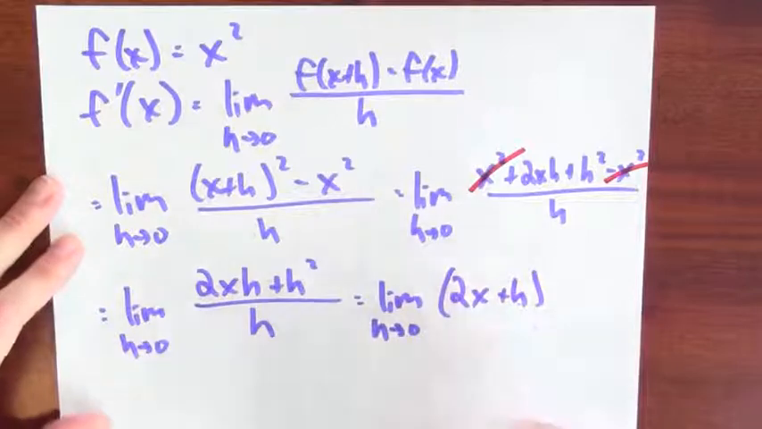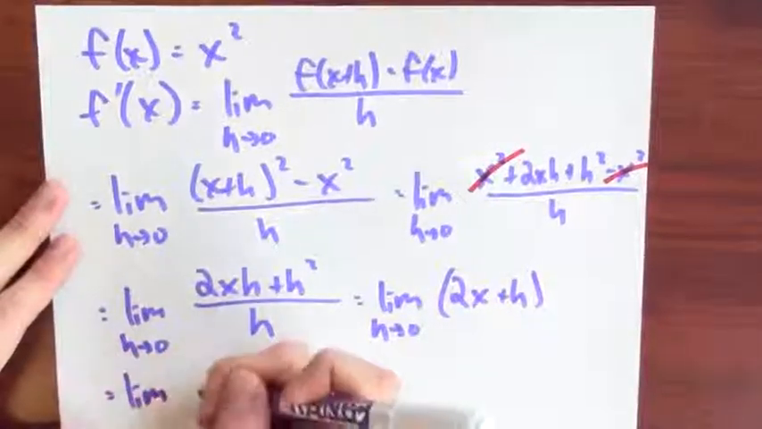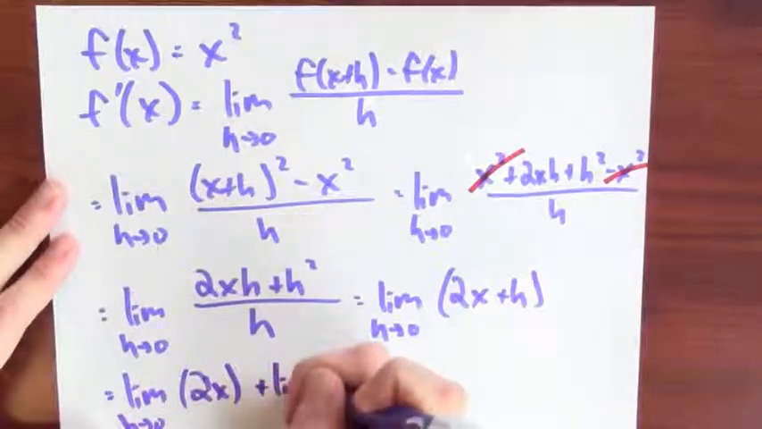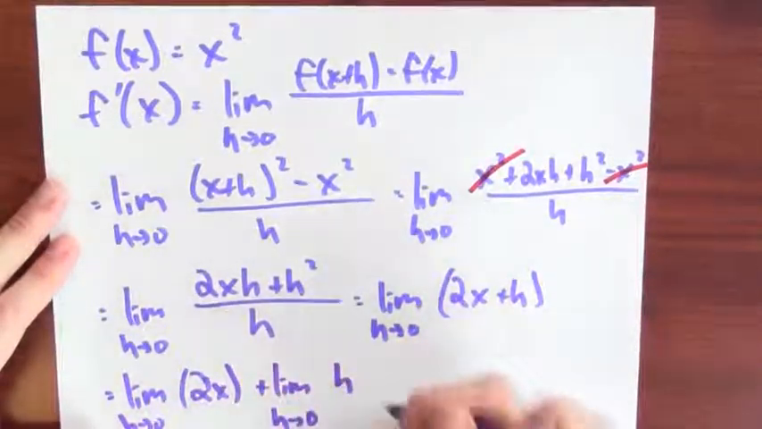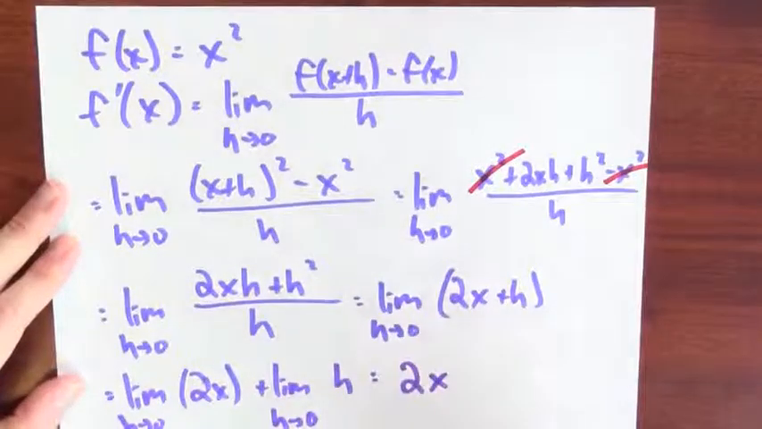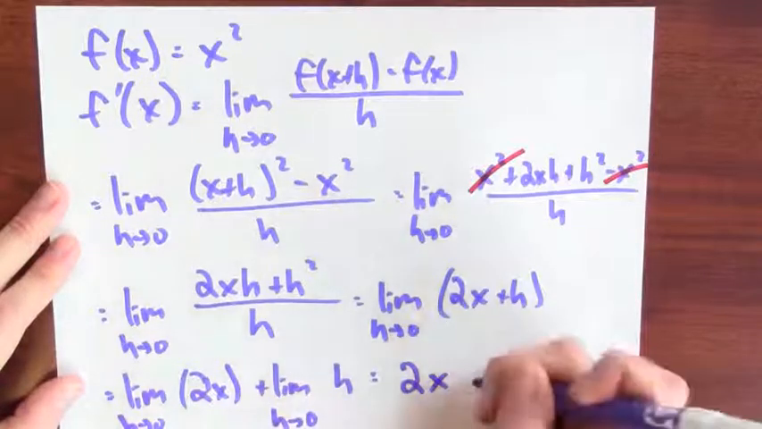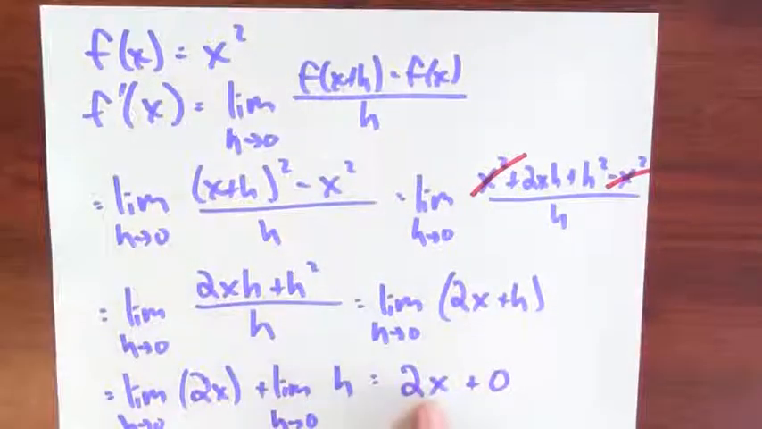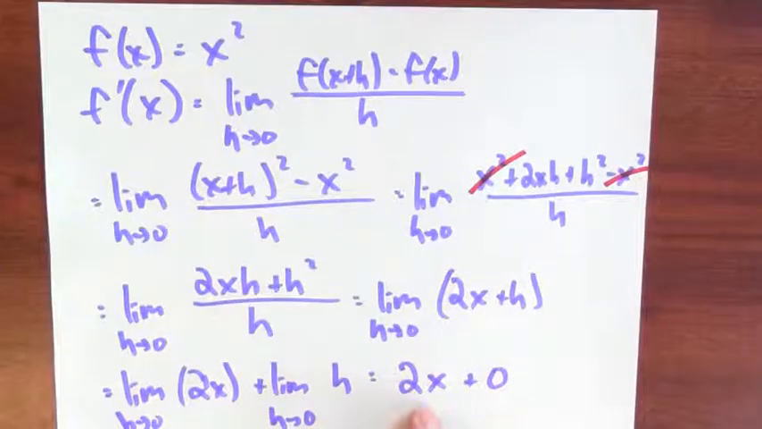Now what's the limit of this sum? Well, that's the sum of the limits. It's the limit of 2x as h approaches 0 plus the limit of h as h approaches 0. Now, as far as wiggling h is concerned, 2x is a constant, so the limit of 2x as h approaches 0 is just 2x. And what's the limit of h as h approaches 0? Well, what's h getting close to when h is close to 0? That's just 0. So this limit is equal to 2x, and that's the derivative of x squared.